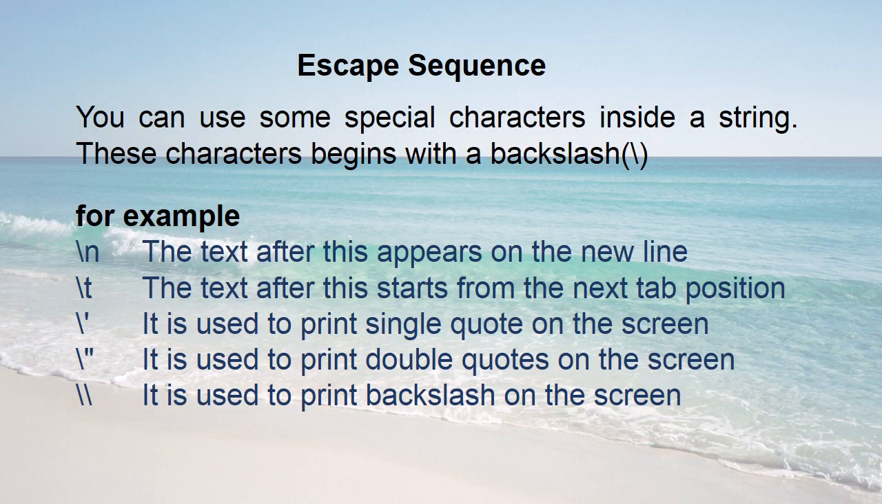Escape sequence: you can use some special characters inside a string. These characters begin with a backslash. For example, \n: the text after this appears on the new line. \t: the text after this starts from the next tab position. \': it is used to print a single quote on the screen. \": it is used to print double quotes on the screen. Double backslash: it is used to print a backslash on the screen.